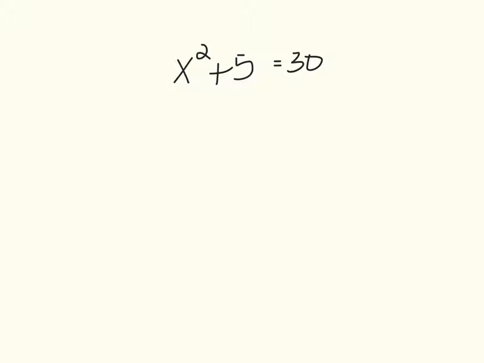X to the power of 2 plus 5 equals 30. A little bit more complicated. Hit pause, and then hit play when you're ready to check your answer. Alright guys, let's see here. Two operations going on here. I've got a power, and I've got plus, or addition.